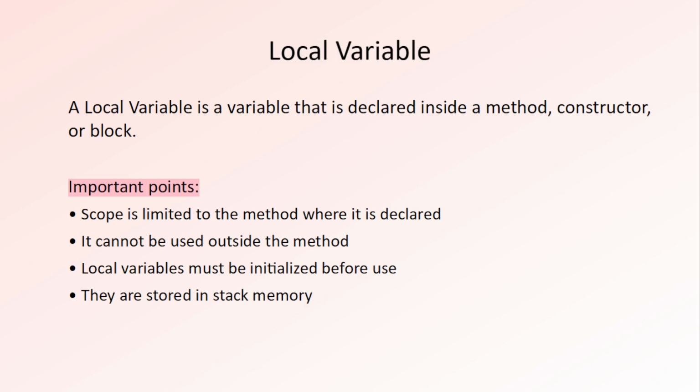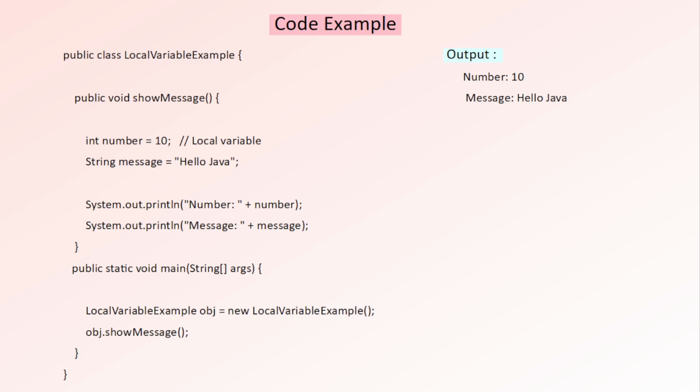Now let's see a code example. So first we created a class LocalVariableExample. Here we have a method showMessage. Inside this method we declared two variables, number and message. Since these variables are declared inside the method, they are local variables. And here we are simply printing them. Then this is the main method. When we call this method using the object in the main method, the program prints the values. But remember, if we try to access number outside this method, Java will give an error because its scope is limited to this method only.